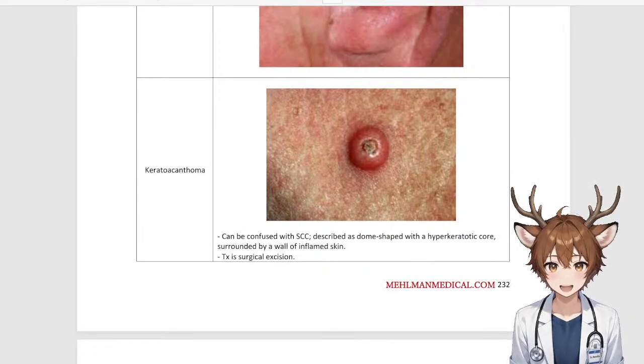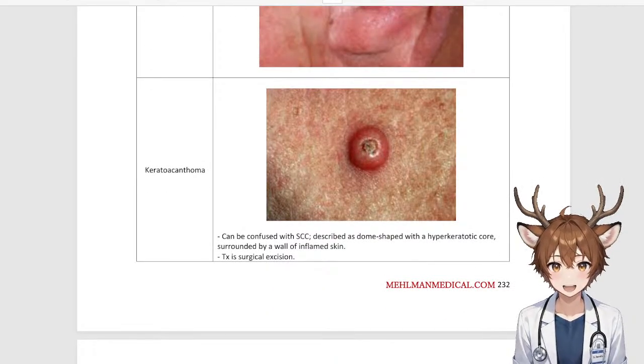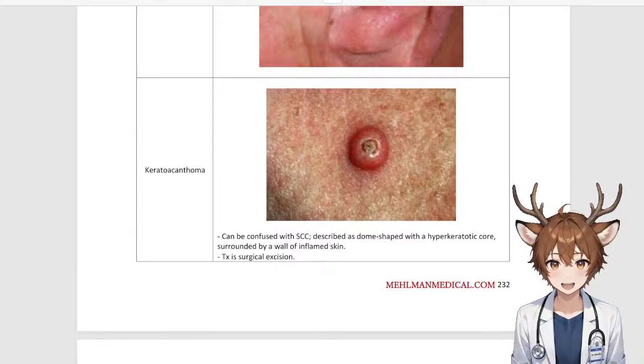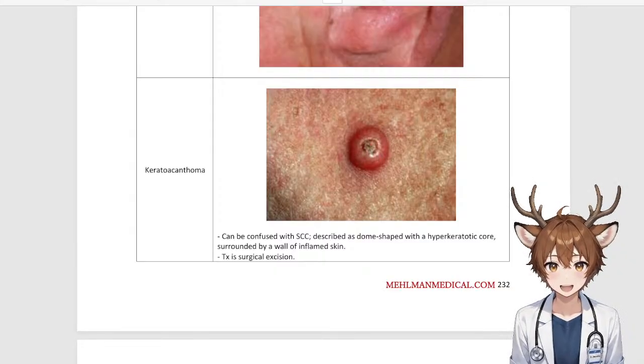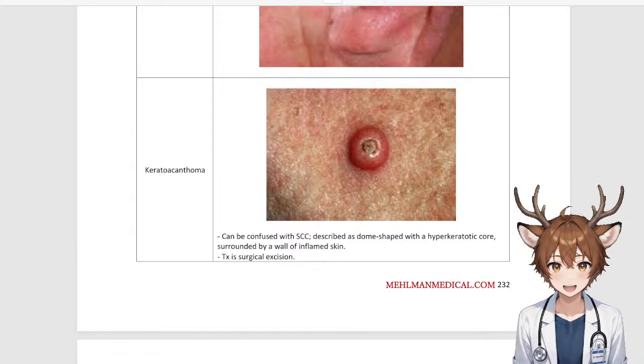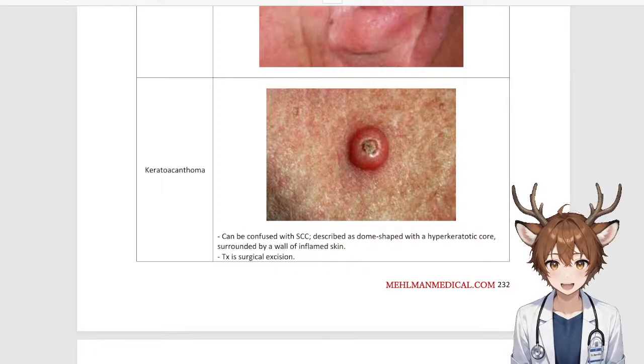What about keratoacanthoma? Can be confused with squamous cell carcinoma, described as a dome shape with hyperkeratotic core surrounded by a wall of inflamed skin. Treatment would be surgical excision.